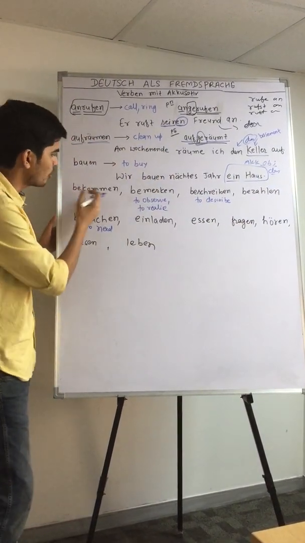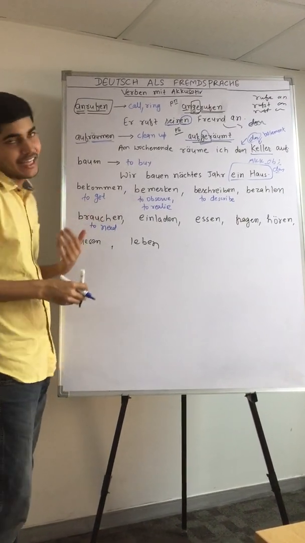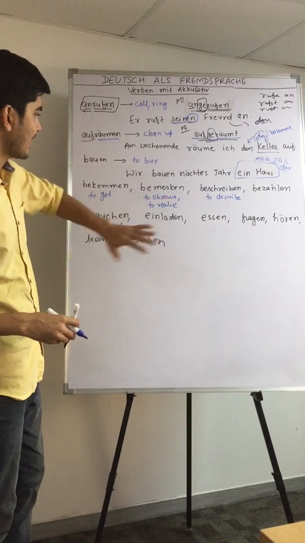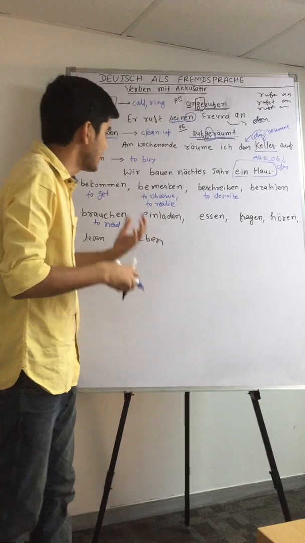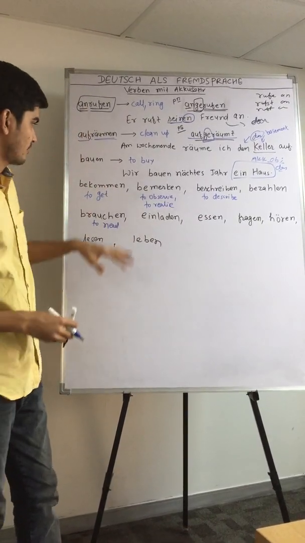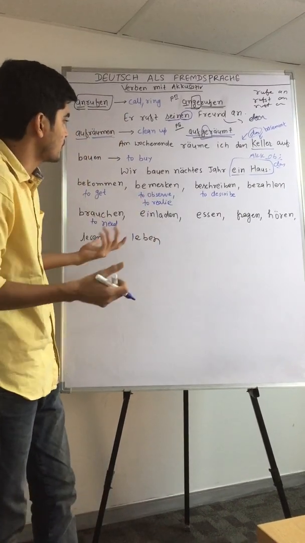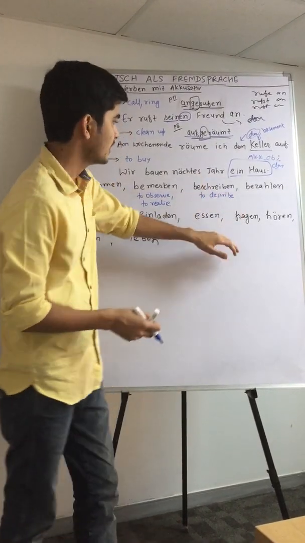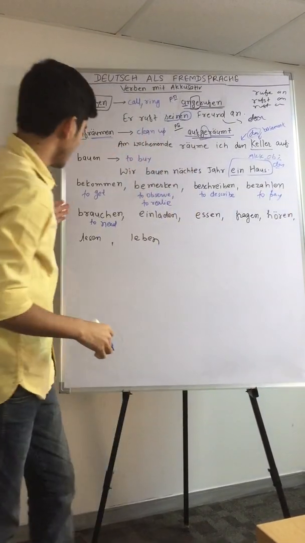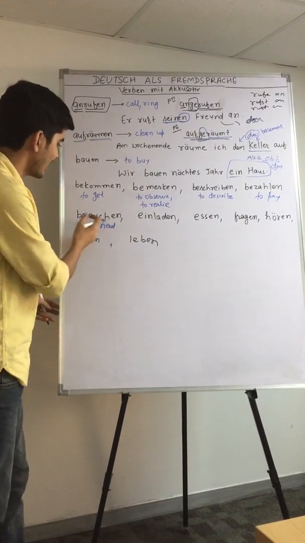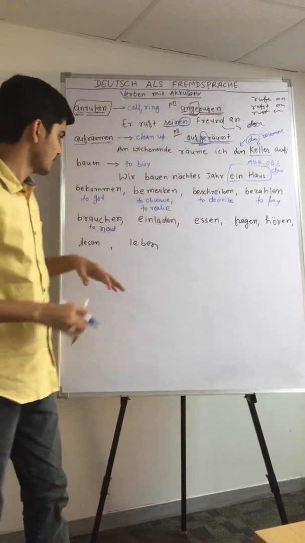Next one, bekommen, to get. Ich bekomme den Teller. Bemerken, to observe, to realize. Er bemerkt den Fehler nicht. He did not observe the fault. Beschreiben, to describe. Bezahlen, to pay. Brauchen, to need. Ich brauche das Haus.